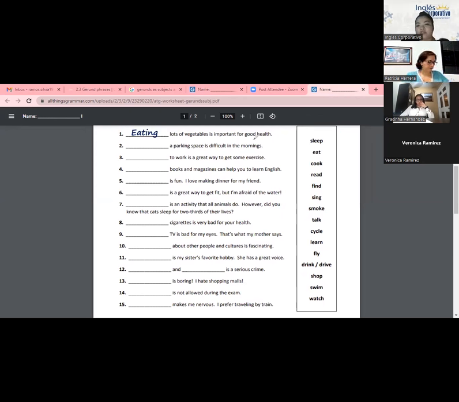Eating a lot of vegetables is important for good health. But we're gonna do something here. Besides selecting the correct gerund, I want you to find the main verb in the sentence. So here I have eating lots of vegetables is important for good health. So what is the verb? Is, right? That's a verb. So I want you to identify there and not forget which is the verb, okay?